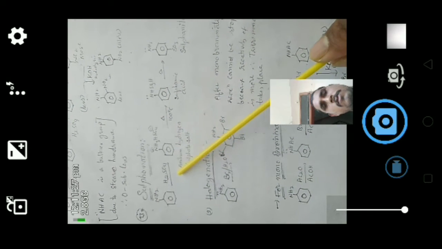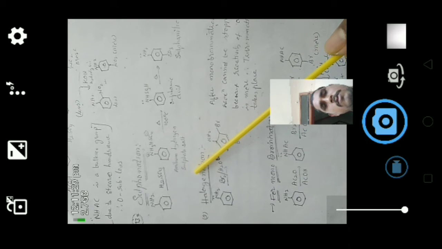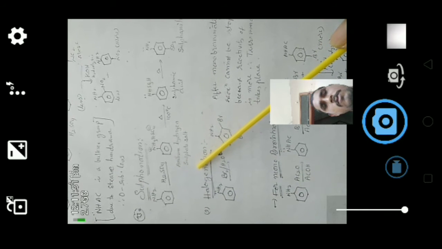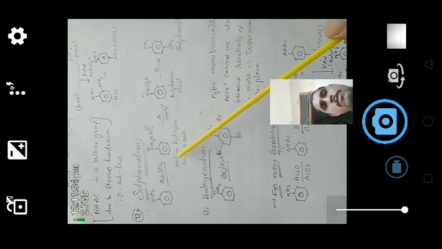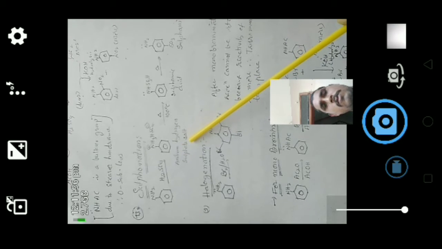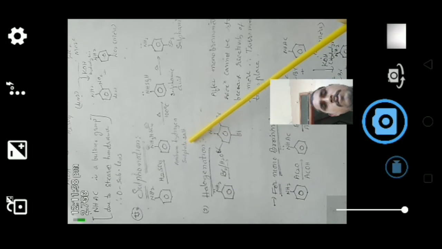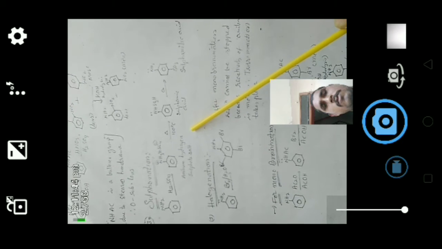Coming to the another reaction, that is the sulfonation reaction. Aniline, when we react with sulfuric acid, gives anilinium hydrogen sulfate salt. Then we heat this anilinium hydrogen sulfate salt at 100 degrees centigrade to give sulfamic acid. This sulfamic acid, when heated again, gives sulfanilic acid.